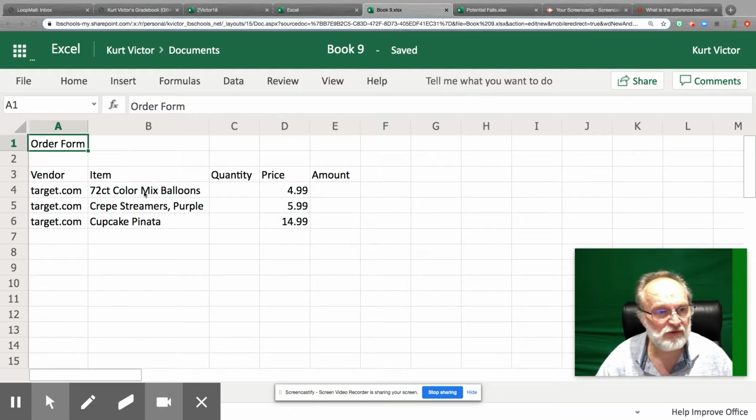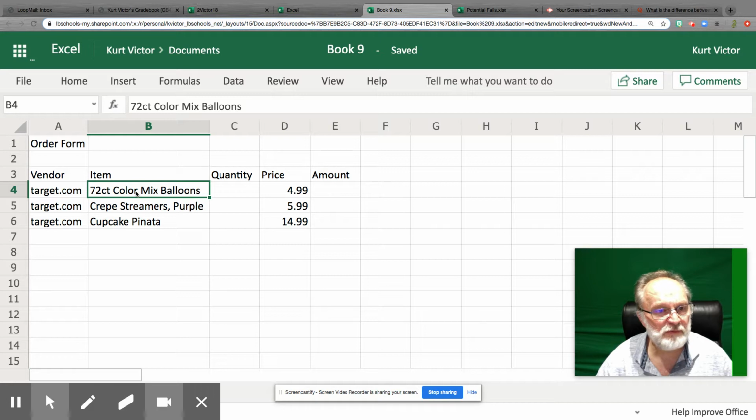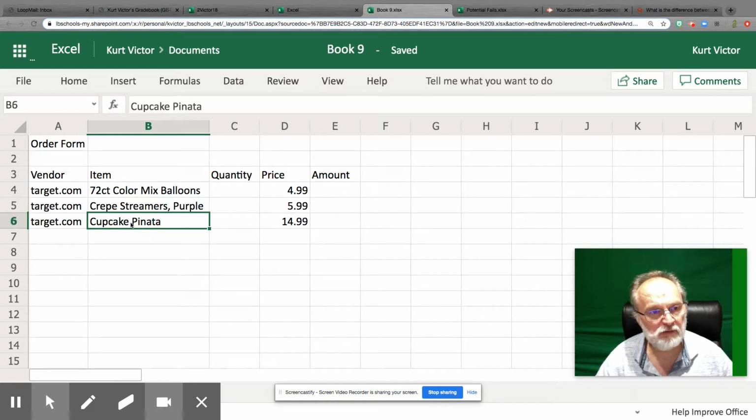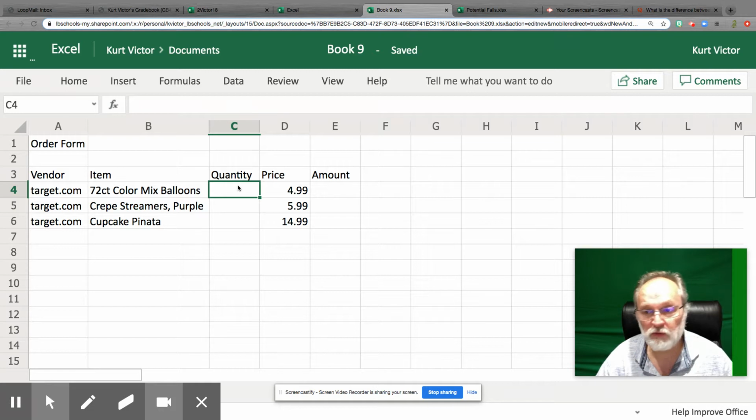So we've come up with some bags of mixed color helium balloons, some purple streamers, and a couple pinatas, because that sounds fun to me. So we need to come up with some decisions. First of all, how many do we want to buy? And we need to calculate how much that's going to be. So let's make some decisions here.